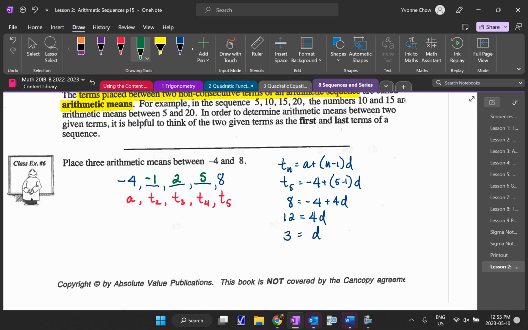So yes, there are a number of different ways to go through this. This is just one way that we can figure that out.